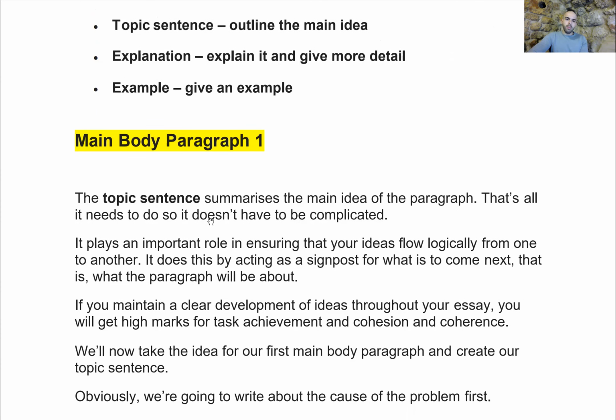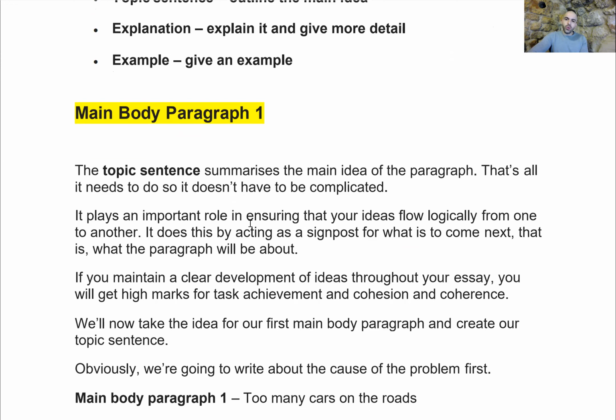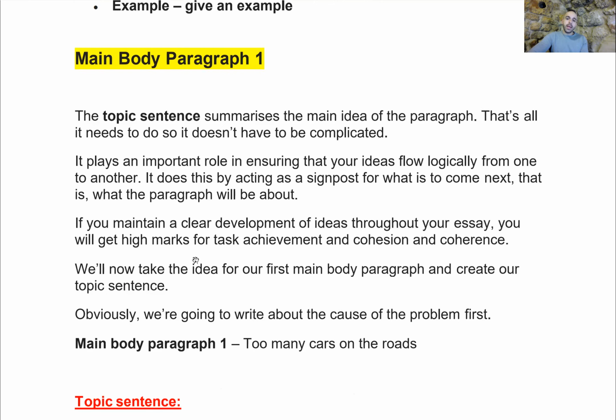So now, in main body paragraph one, the topic sentence summarizes the main idea of the paragraph. That's all it needs to do, so it doesn't have to be complicated. It plays an important role in ensuring that your ideas flow logically from one to another. It does this by acting as a signpost for what is to come next. That is what the paragraph will be about. If you maintain a clear development of ideas throughout your essay, you will get high marks for task achievement, cohesion, and coherence. We will now take the idea for our first main body paragraph and create your topic sentence.